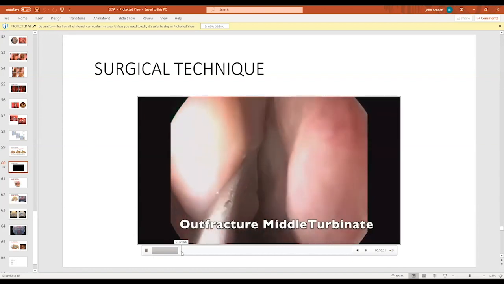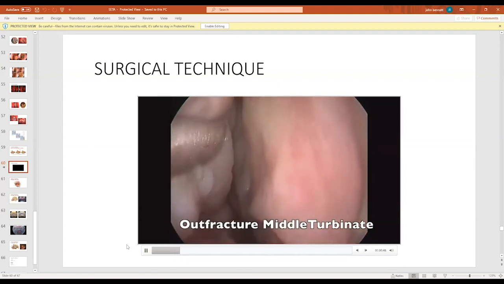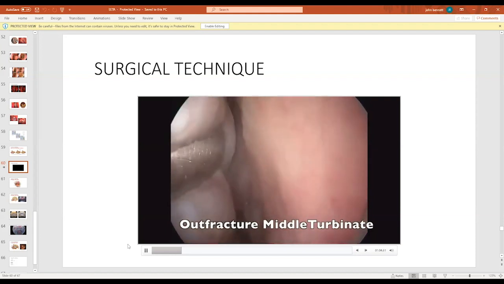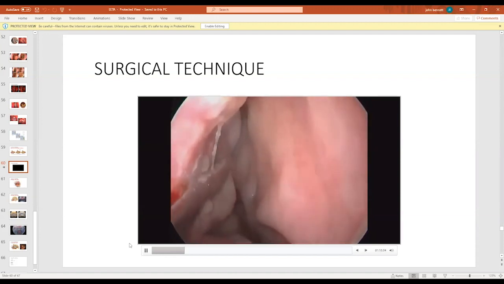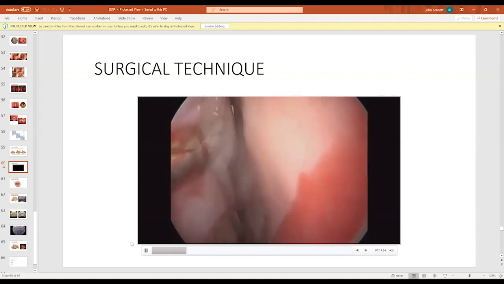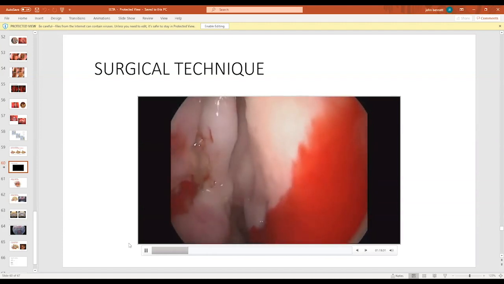Okay, so here they show you the out-fractured middle turbinate. So here is a right nostril view. On the left is the middle turbinate, on the right is the nasal septum. They expanded the corridor here by using the patty, and so they go straight. This is the superior turbinate.